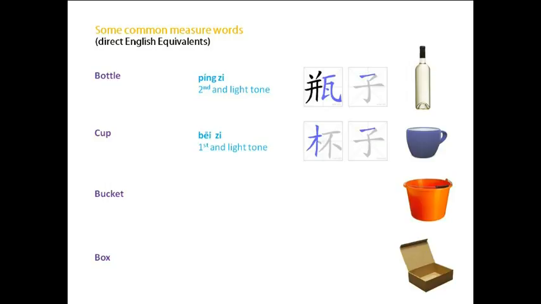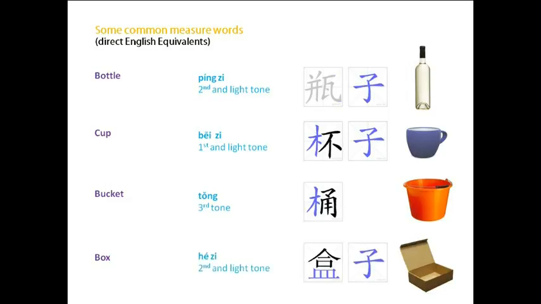But if you want to be really specific, you can add the name of the object inside the cup in front of the word 杯. For example, coffee cup is 咖啡杯, 咖啡 meaning coffee. Or wine glass is 酒杯, where 酒 is wine. Bucket is 桶, 桶, the third tone. And box is 盒子, 盒子, the second and the light tone.